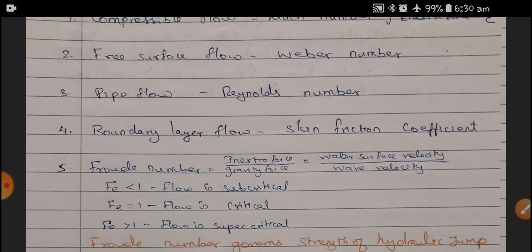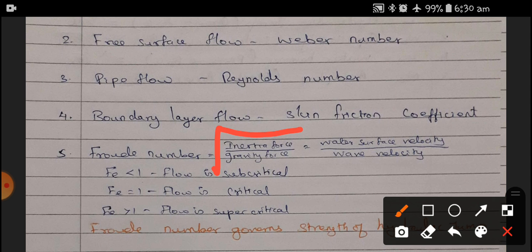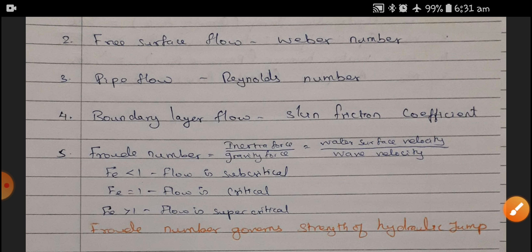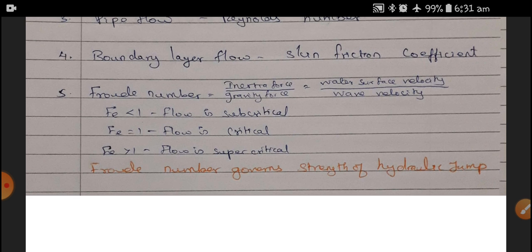And Froude number is for governing the strength of the hydraulic jump, and it is defined as the inertia force to the gravity force. Make sure that it is the square root of inertia force to the gravity force. Water surface velocity to the wave velocity is another formula for finding the Froude number. If Froude number is less than 1, it is called subcritical. If it is equal to 1, it is critical. If it is greater than 1, it is called supercritical. With this, the dimensionless numbers in fluid mechanics are over. These dimensionless numbers are used for finding the fluid properties.